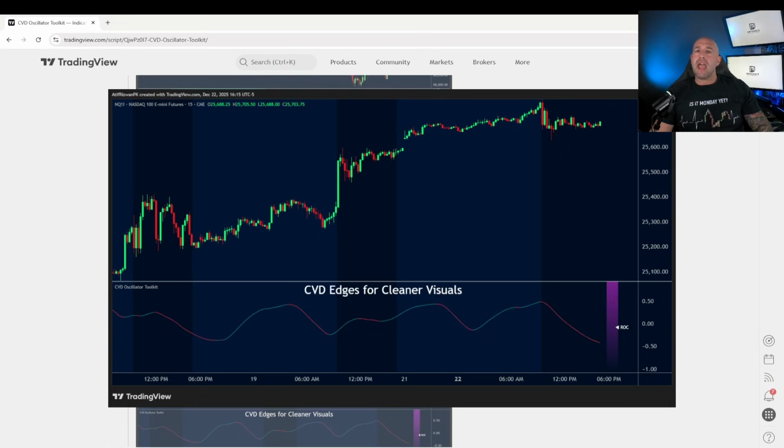By separating the outline from the oscillator's fill or columns, the CVD edges make directional bias easier to identify at a glance, particularly in situations where histogram columns overlap or visual density increases. This feature is intended to enhance readability and orientation, not to introduce additional signals or conditions.